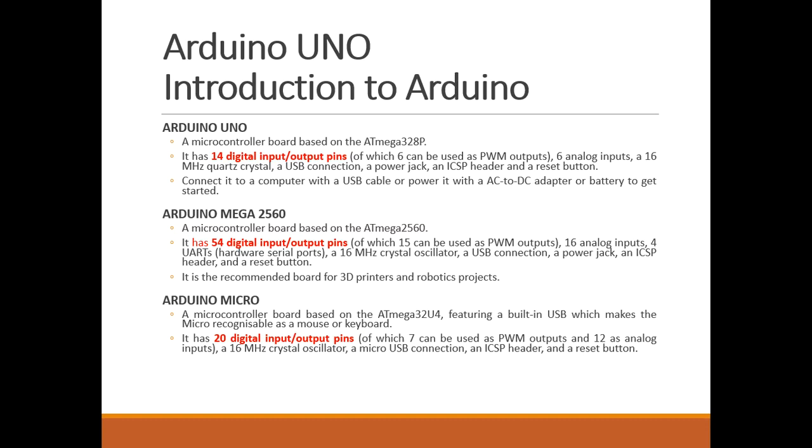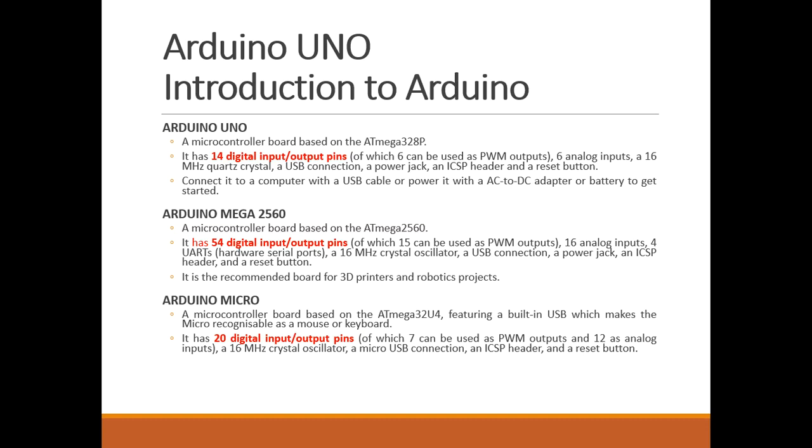Then Arduino Mega 2560, it's also a microcontroller. The controller name is 2560 only. The Atmega is a series of microcontrollers. Then it has 54 digital IO pins, whereas Uno has only 14. If you want to enhance the level or go to an advanced level, you can choose this board for different applications. Along with this, you get 16 input pins and UART connection, a 16 megahertz crystal oscillator, USB connection, power jack, ICSP header, and reset button. It is a recommended board for 3D printers and robotic projects. You can use this board.